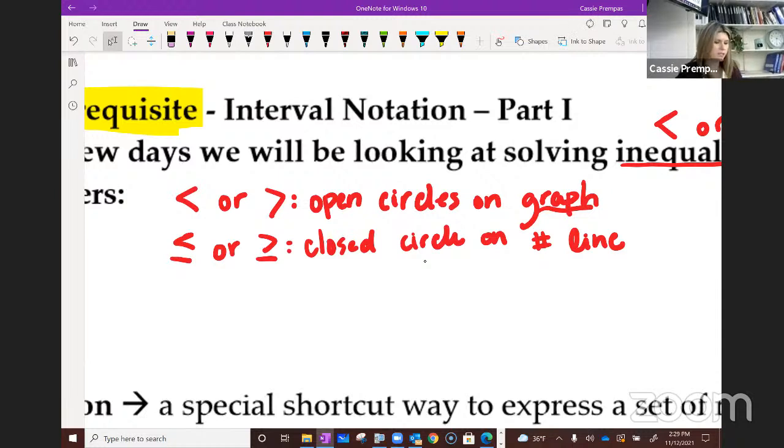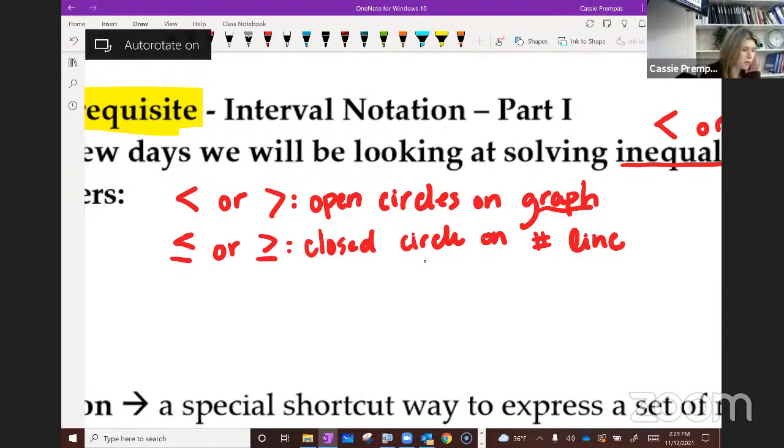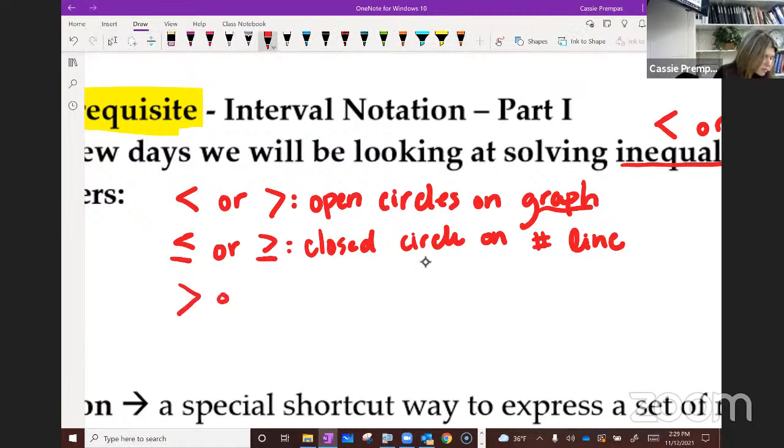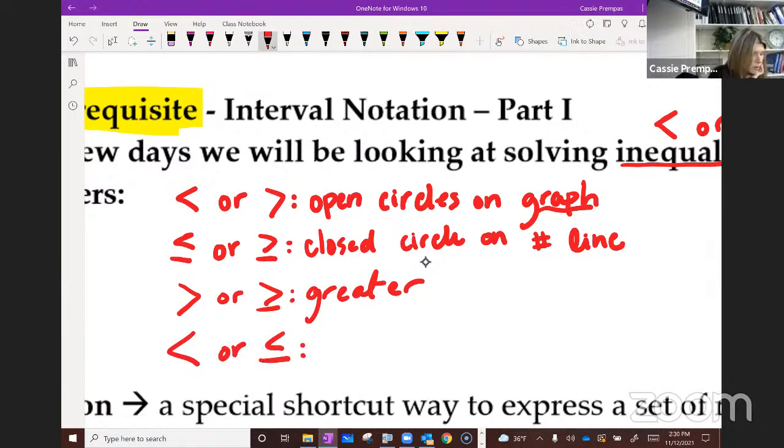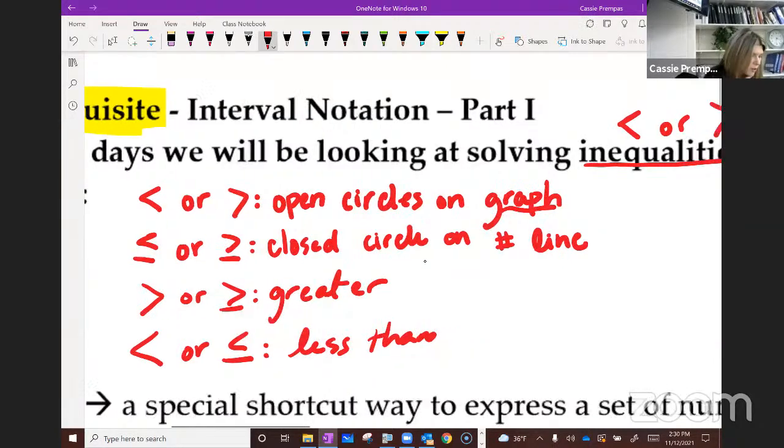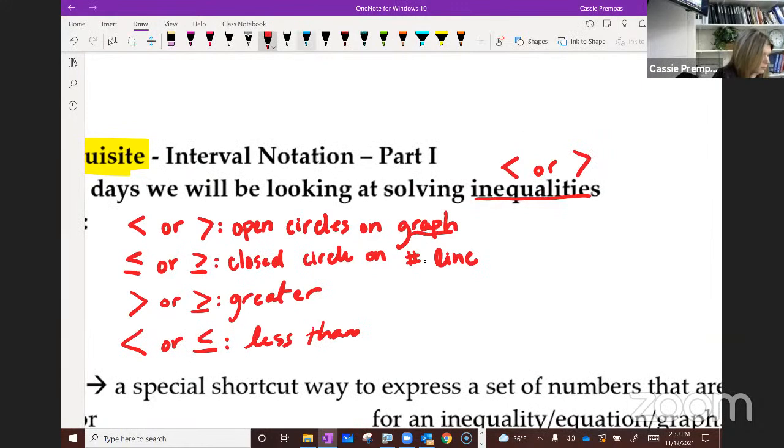And then a few other pieces that are important for you to note. If you have symbols that look like this, that point in that direction, we call that the greater than or equal to symbol. So I would just represent that this is greater. And then the other direction, I'd draw the other direction, like this, represents your less than or equal to. So let's go back to a review inequality that you probably worked with in Algebra 1.